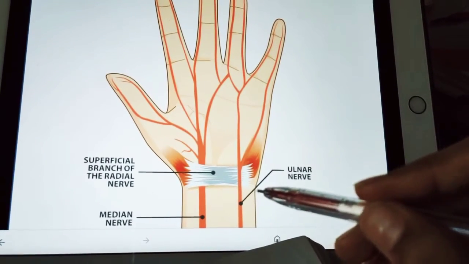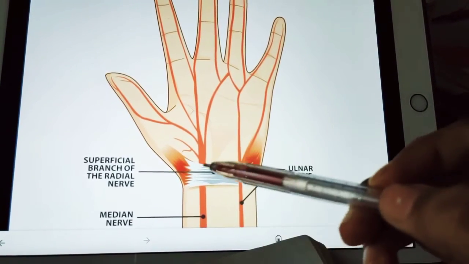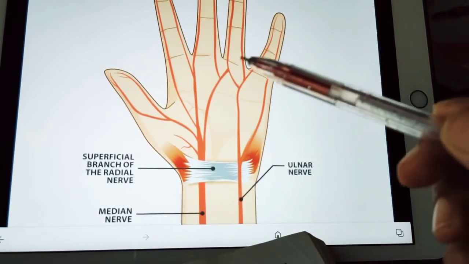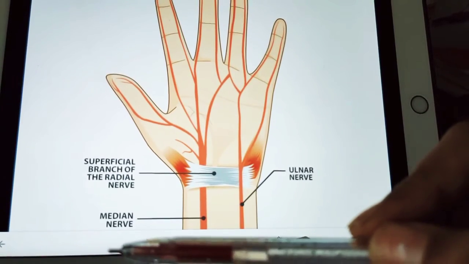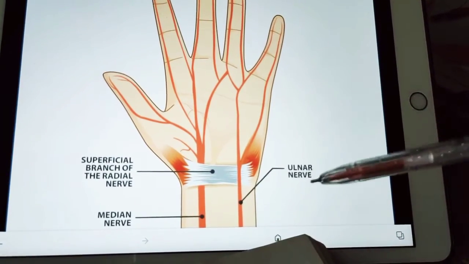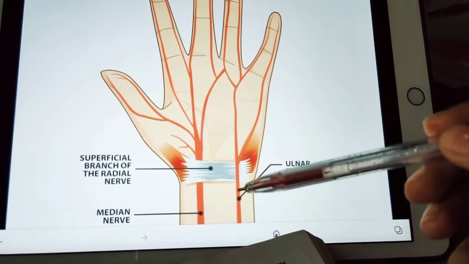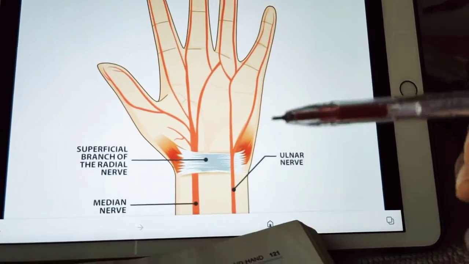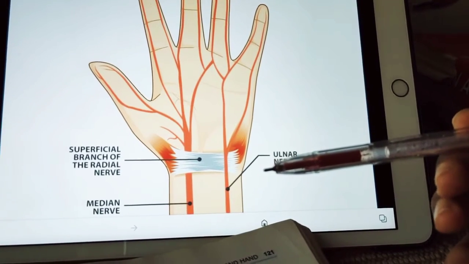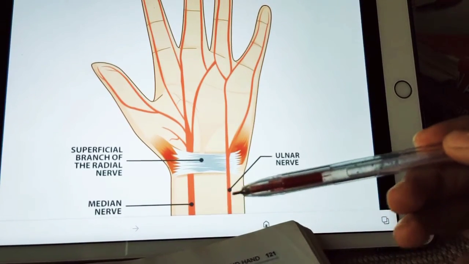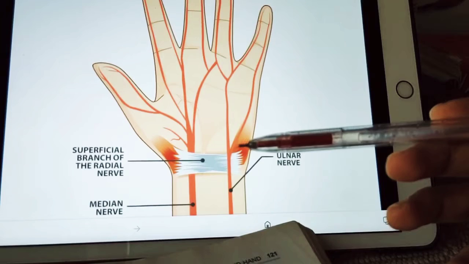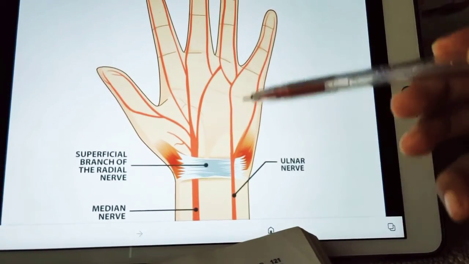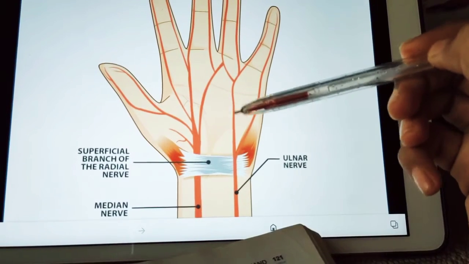So what is the main course of this ulnar nerve? Ulnar nerve lies mainly superficial to the flexor retinaculum. You can see here the median nerve and the other structures go inside the flexor retinaculum, but the ulnar nerve is superficial to it. It doesn't pass through the flexor retinaculum, it passes above it. It is mainly covered by a superficial slip of retinaculum, and it terminates by dividing into a superficial and a deep branch.